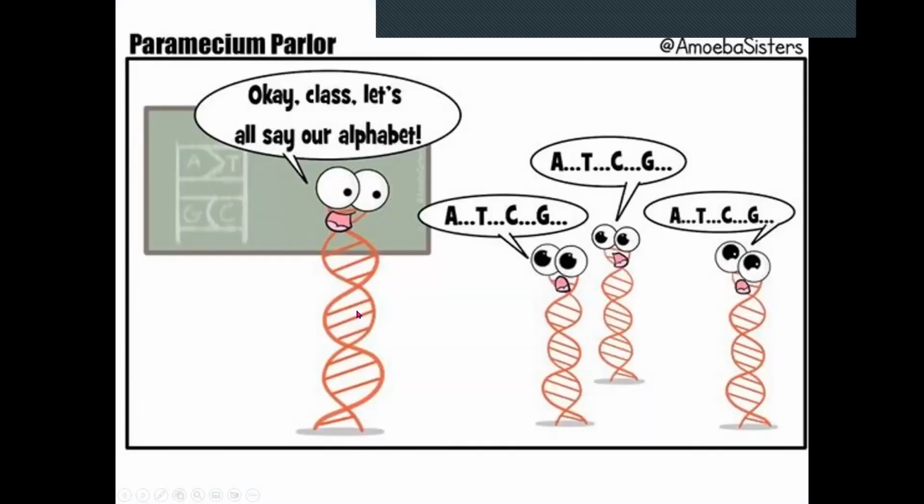Now, if you remember back to the last lesson, to the DNA structure, we had 4 nucleotides: A, adenine, thymine, cytosine, guanine. So I like this for the teacher. Okay, class, let's say our alphabets, A, T, C, and G. This is just a reminder for you.